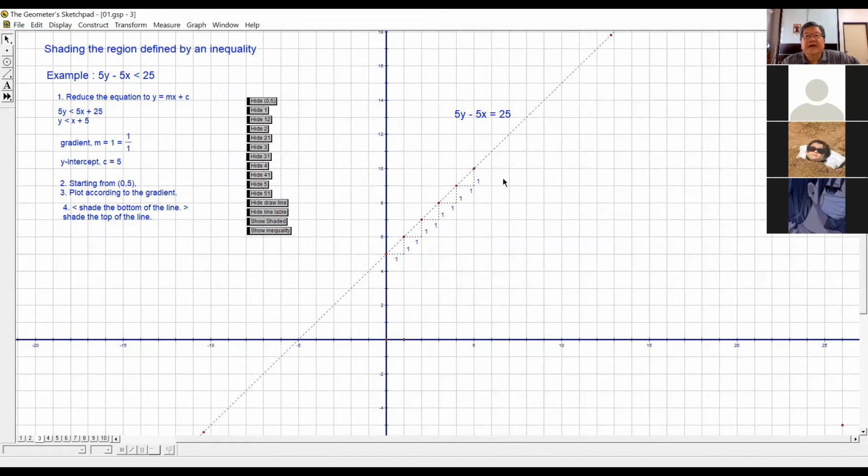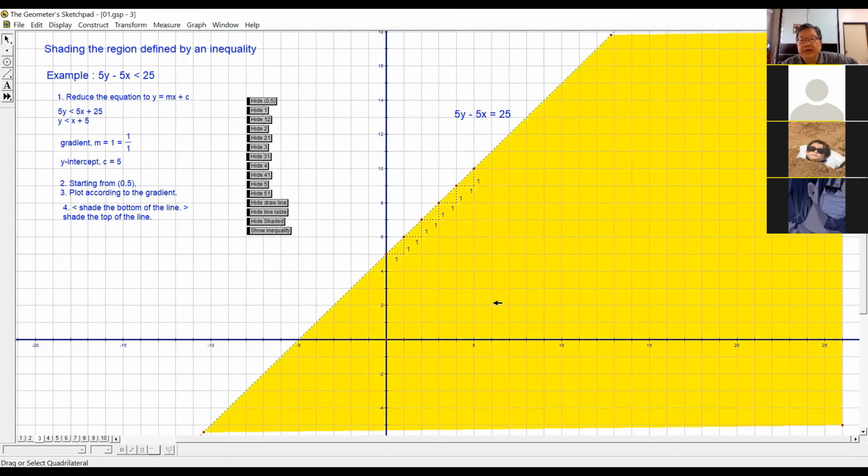Okay, next. So this dotted line here is 5x minus 5y minus 5x 25. Now, where to shade, the top or the bottom? You have to look at the final equation in the form y equals mx plus c. The final equation here says y less than. So less than means the bottom. So you shade the bottom, and this yellow region is shown by this equation, right?